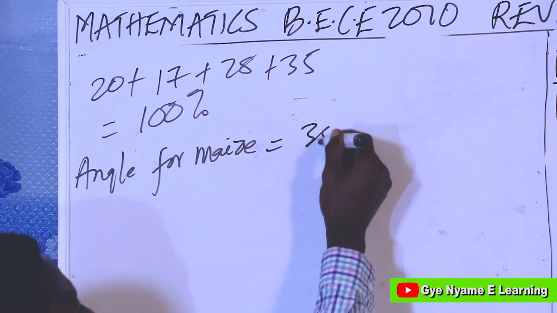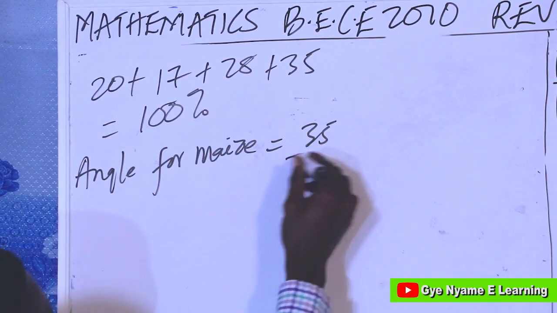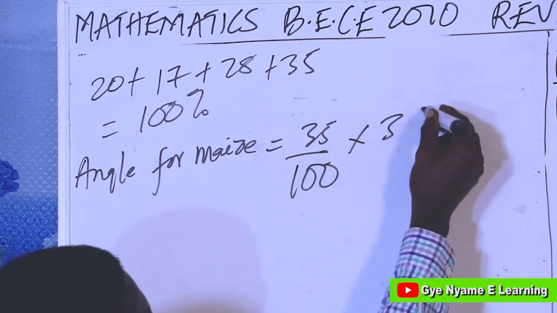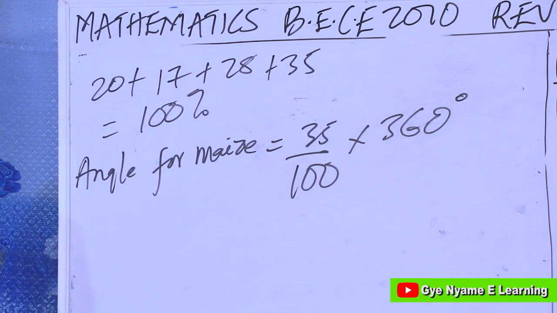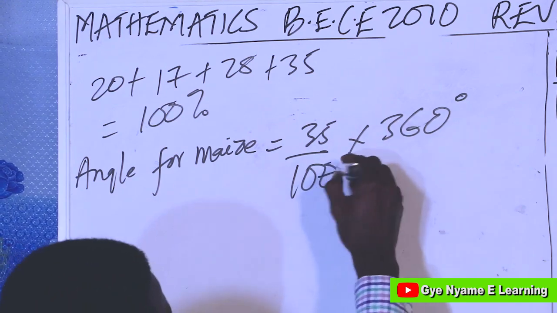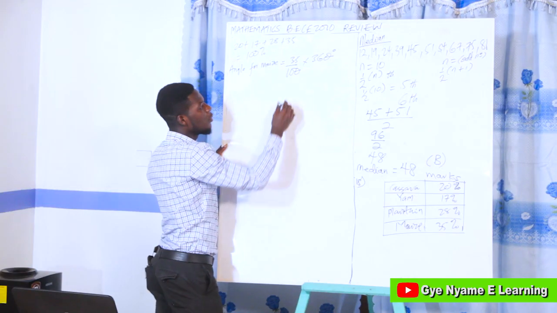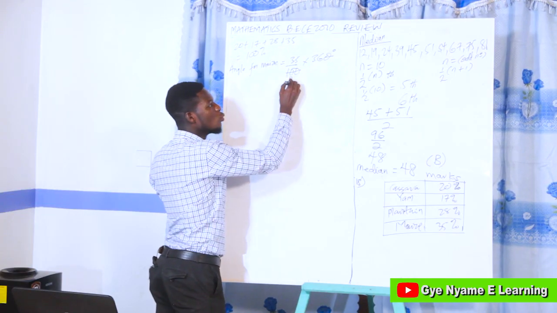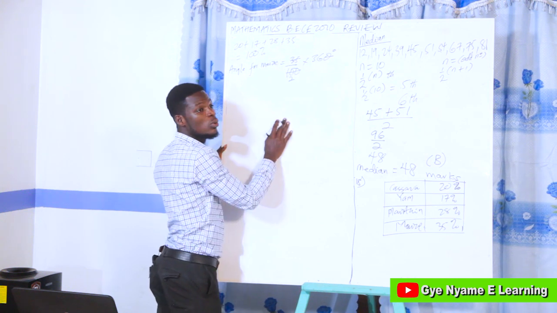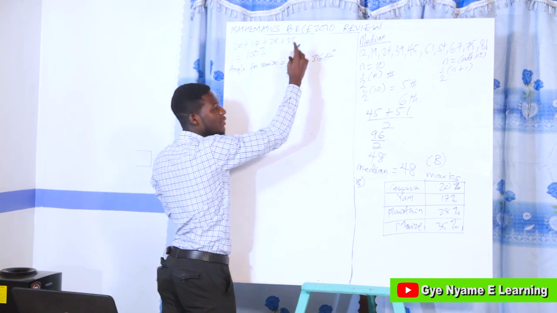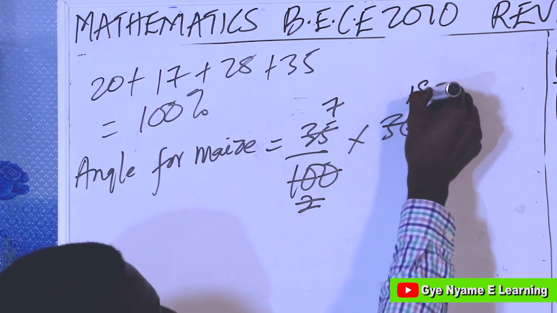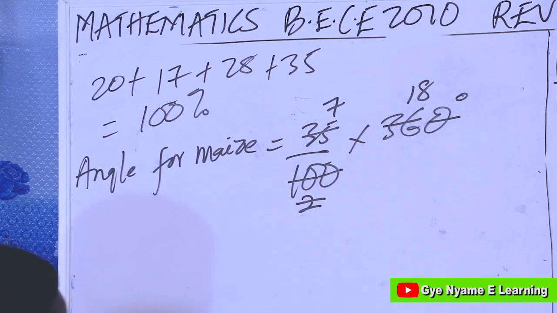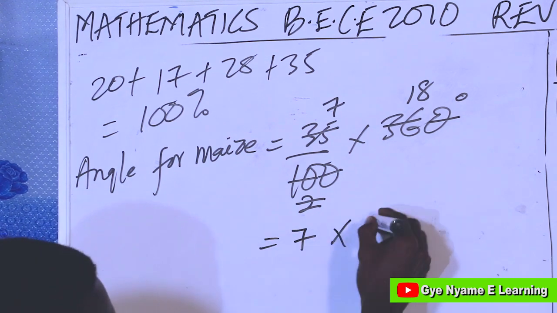Percentage for maize is 35. Total percentage is 100, and multiply by 360 degrees. Let's cancel out. 0, cancel this 0. 5 will go into 10, 2. 5 will go into 35, 7. 5, 7, 35. 2 will go into 36, 18. Is that correct? Good. That will give you 7 times 18.